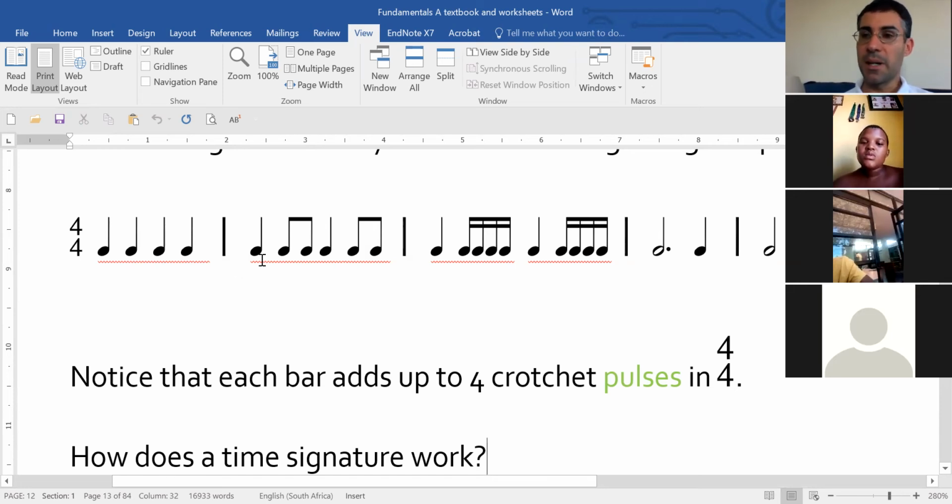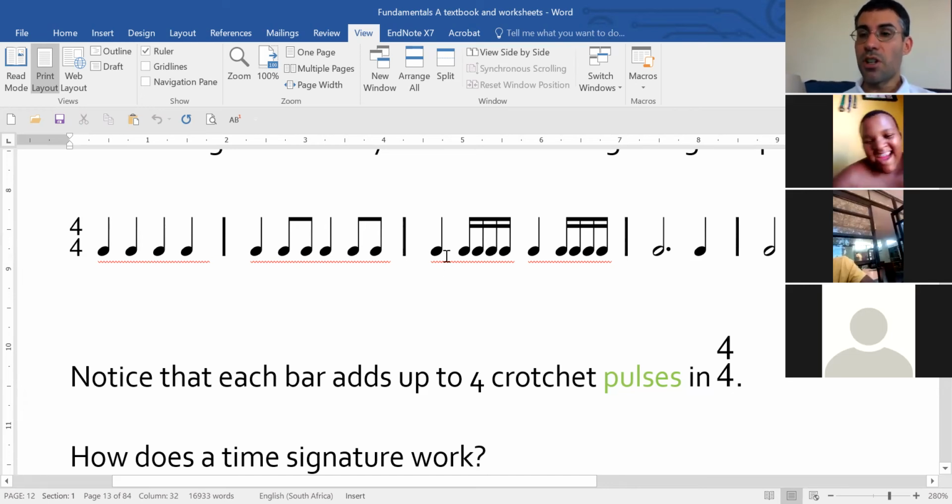Now look at the second bar. There's 1 crotchet, 2 quavers, 1 crotchet, 2 quavers. Remember, 2 quavers is also equal to 1 crotchet. So we put 1 crotchet, 1 crotchet, 1 crotchet, 4 crotchets. So we finished the pattern, we put a bar line.